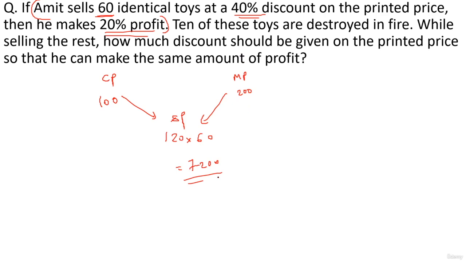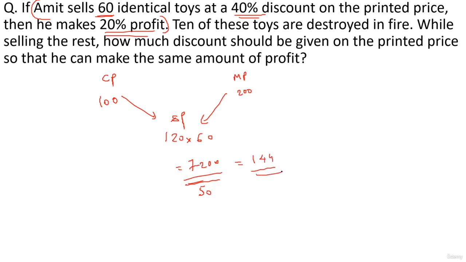Now, 7,200 pe, they had sold 60 identical toys, but now 7,200 pe you are selling how many toys? 10 toys less, because 10 toys got destroyed in fire, right? So now 60 toys ke jagah pe you are selling how many? You are selling 50 toys. So what should be the actual selling price of these 50 toys? It should be 7,200 upon 50, which comes out to be 144.